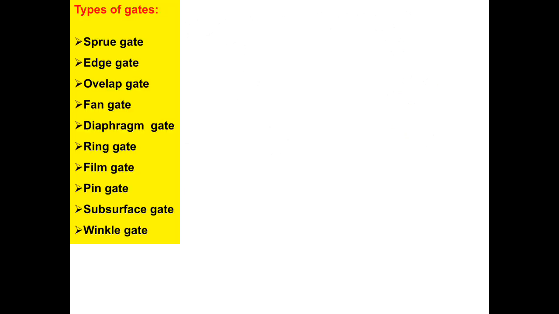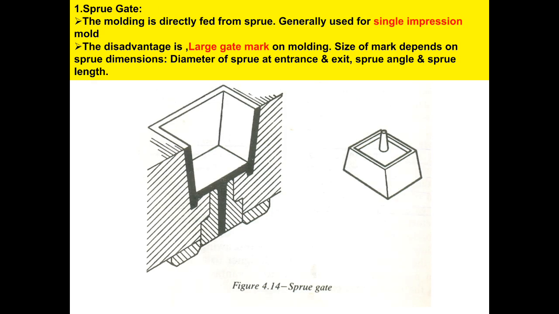So there are different types of gates: sprue gate, edge gate, overlap gate, fan gate, diaphragm gate, ring gate, film gate, pin gate, subsurface gate, and winkle gate. So let us see the first one, the sprue gate. It is generally suitable for single impression mode.